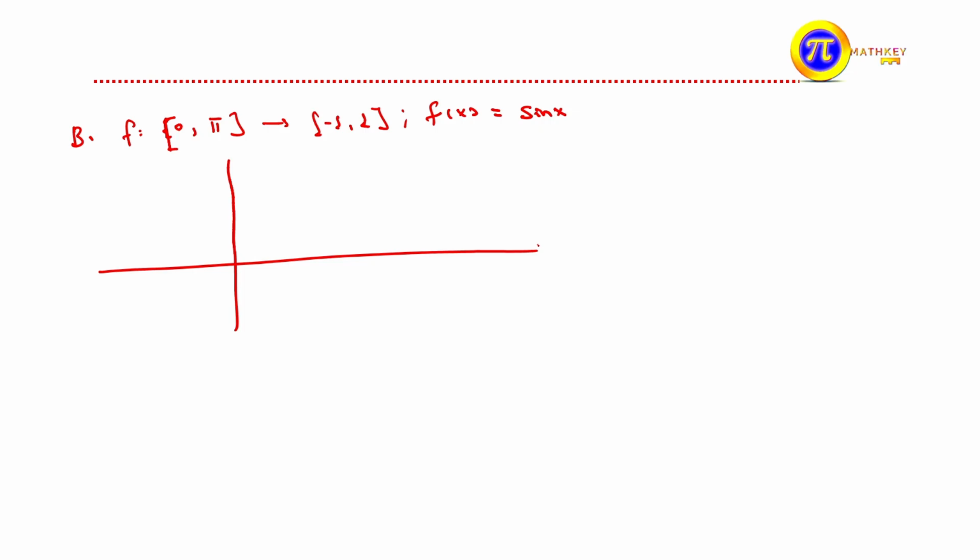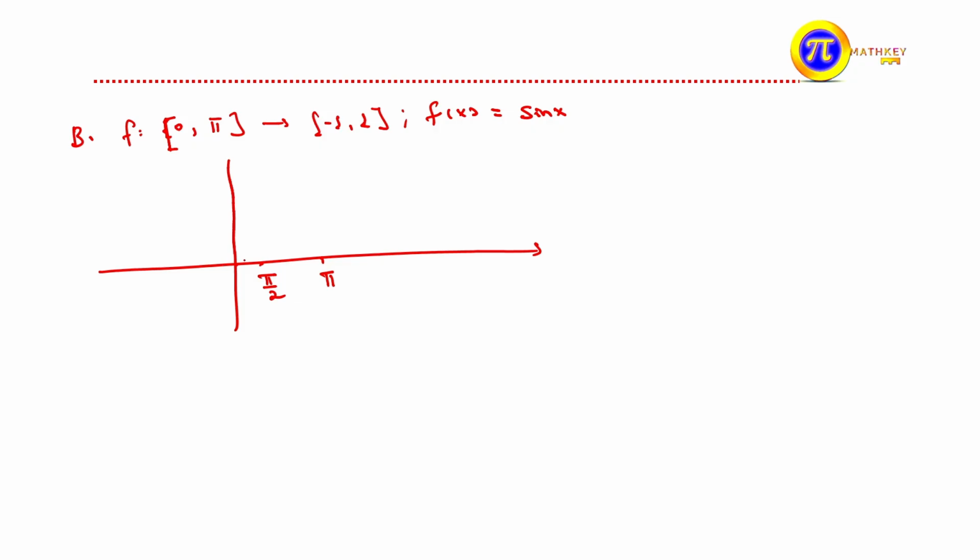Let's see the others and why they are not correct. Let's consider the function f from 0 to pi into -1 to 1, where f of x is equal to sin x. What does the graph of f of x look like between 0 and pi? Let us see on the graph. Here we have 0 at the origin, here is pi over 2, before it pi over 4, then here is pi.